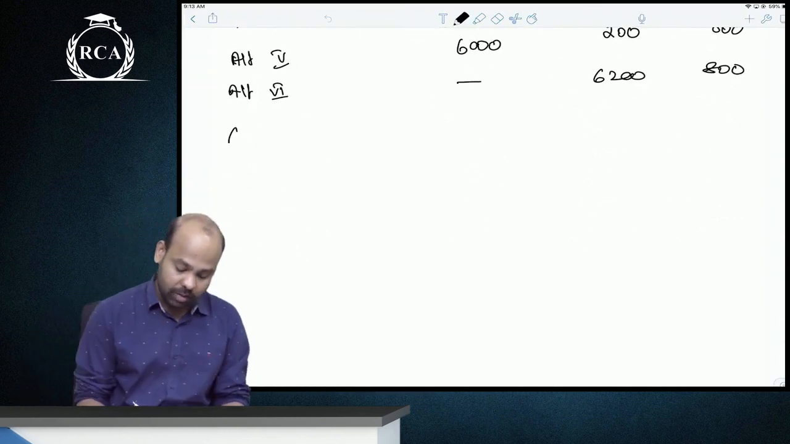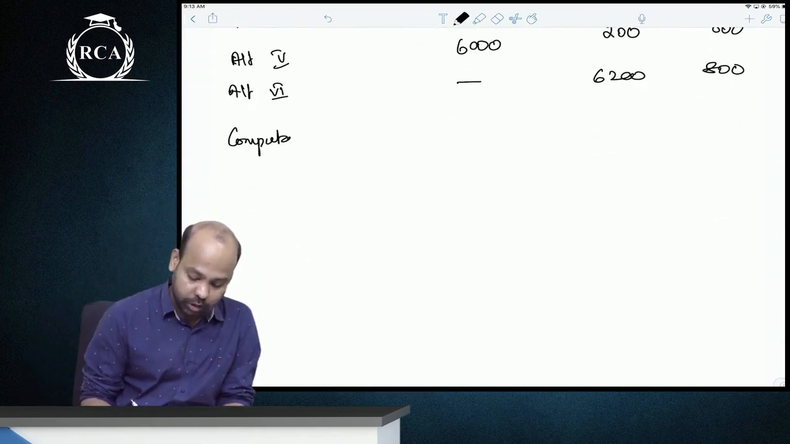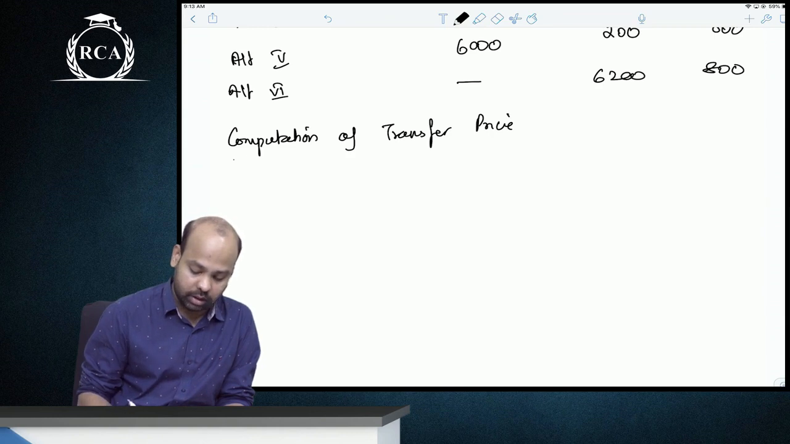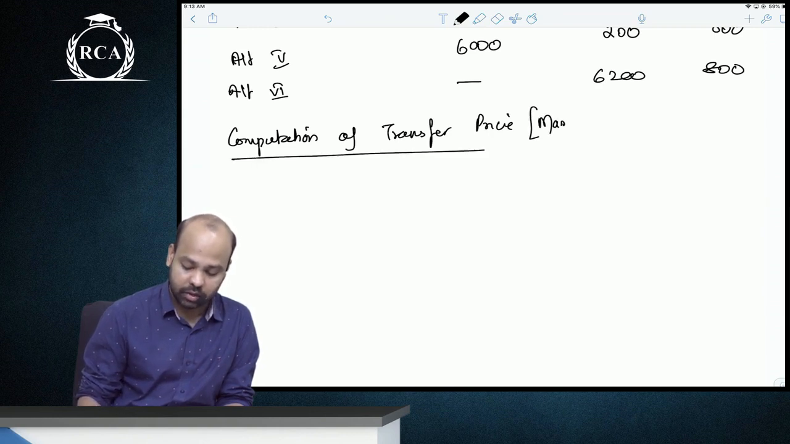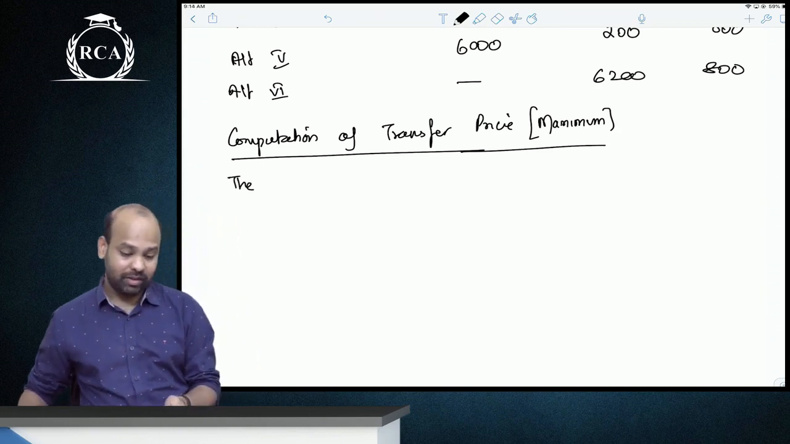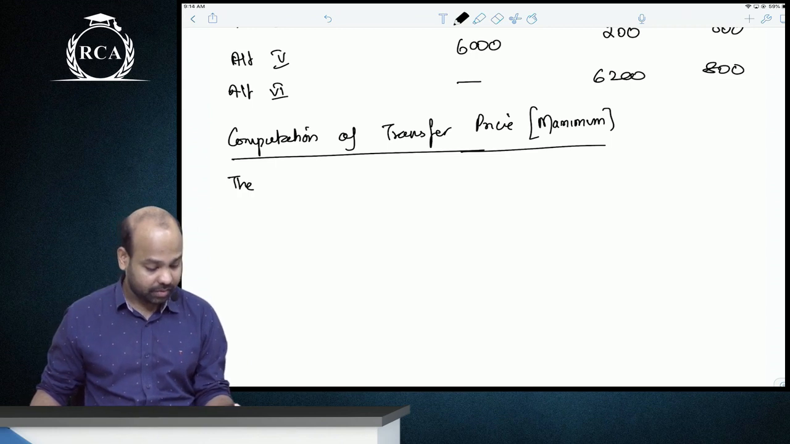Now computation of transfer price, beta, the most important part of the question. Computation of maximum transfer price: the maximum amount, beta, that the other division is willing to pay. Maximum transfer price. What is the other division's name, beta? Division Y, right? Or division B?